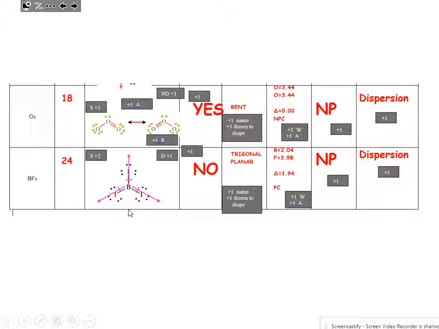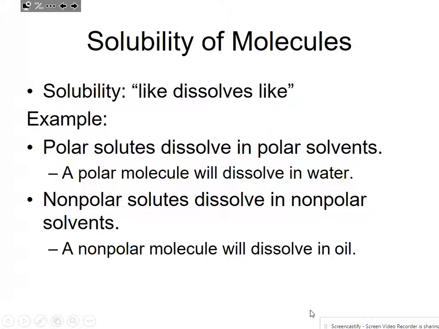BF3, this is the one that we saw yesterday in class, okay? No resonance, trigonal planar. Polar covalent, which means I have 3 dipoles, but they cancel because these are all equal angular. I would know this shape for the test. Know that it's nonpolar because these dipoles cancel, so dispersion.